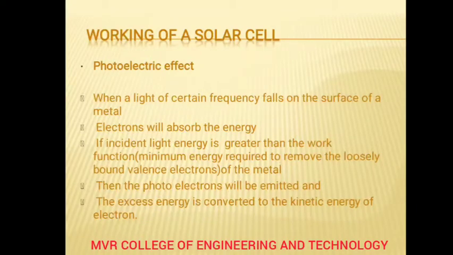I am repeating again. When sunlight of a certain frequency falls on the surface of a metal, electrons will absorb the energy. If the incident light energy is greater than the work function, it directly loosens the bound valence electrons of the metal. Whenever these photoelectrons are emitted, the excess energy will be converted into kinetic energy of the electrons. So the flow of electrons will give you electrical energy. Like this your solar cell works.